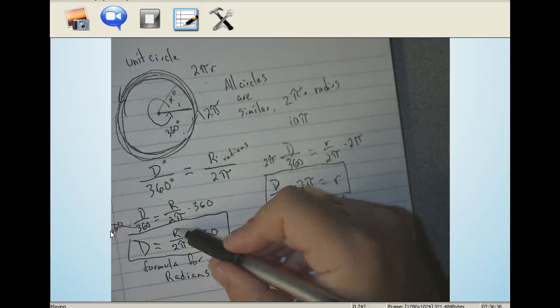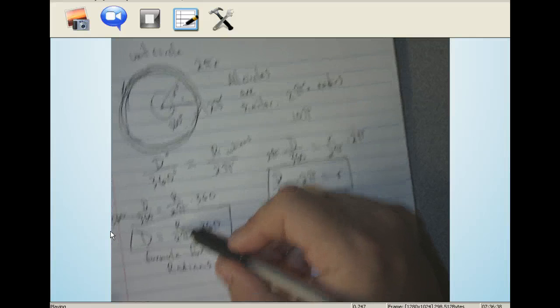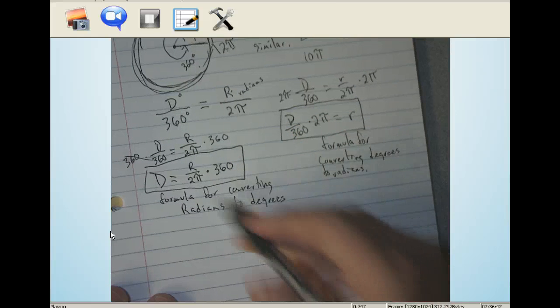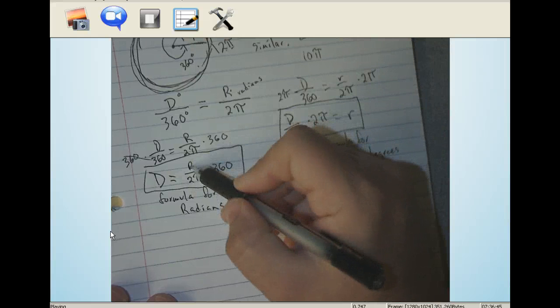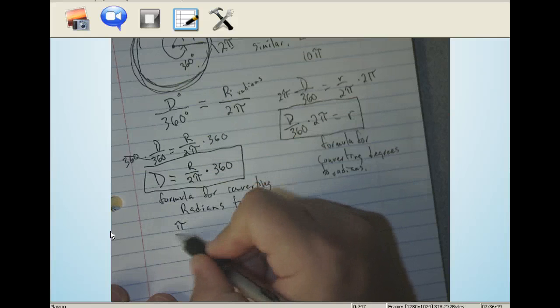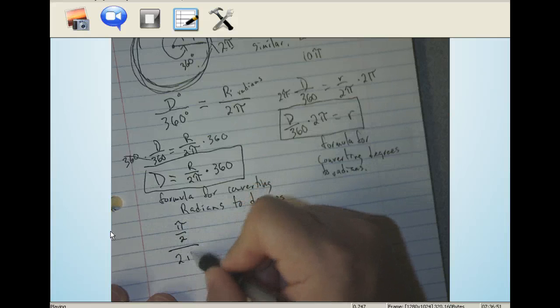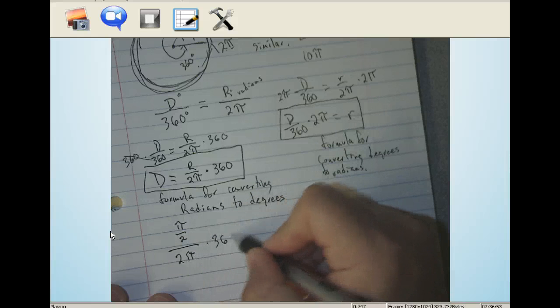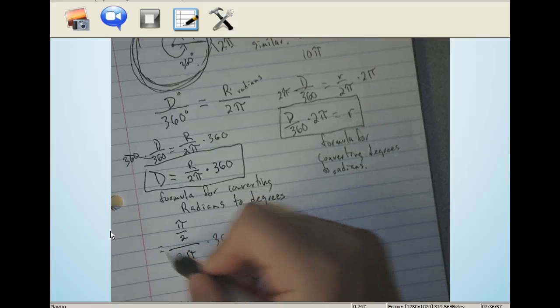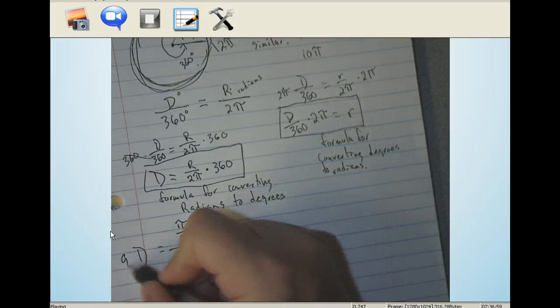Now we'll take a simple one. I know that pi over 2 is 90 degrees. So pi over 2 radians, I can plug that in: pi over 2 divided by 2 pi, times 360. How does that turn into 90? Well, we believe that it's 90 degrees, so we put a little question mark.